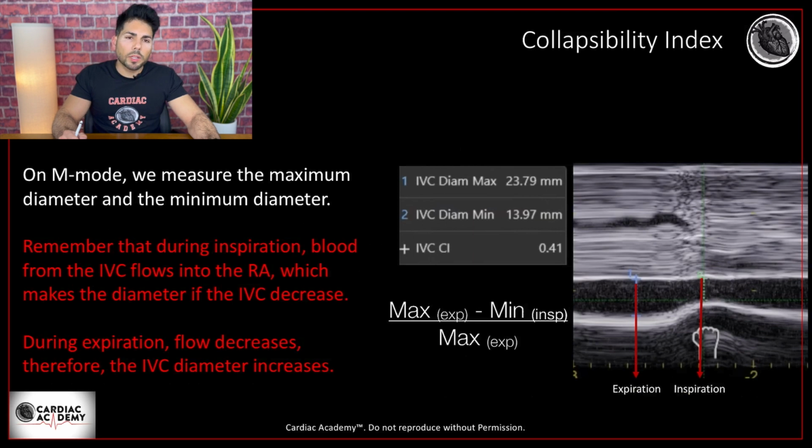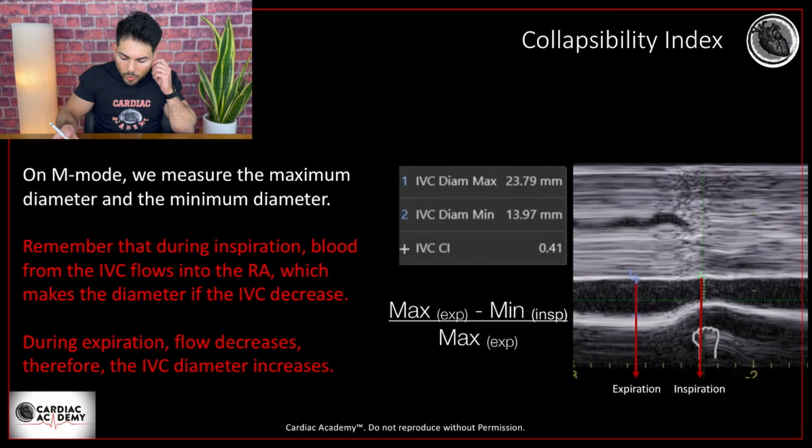So remember that when we breathe, we decrease intrathoracic pressure, okay? When that happens, the preload goes from the IVC into the right atrium because you have decreased intrathoracic pressure. That makes blood getting to the atria much easier. And then when you expire, that intrathoracic pressure comes back to normal, which makes the IVC dilate again. And that's exactly what we're looking for here.